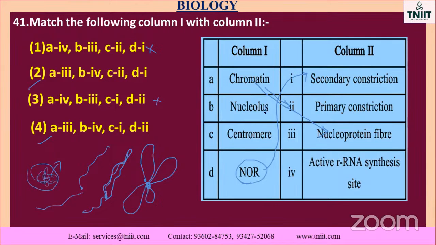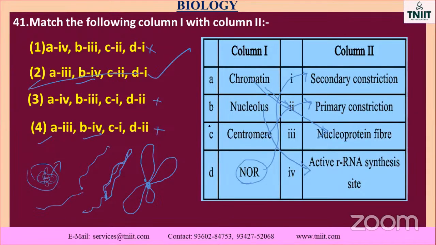See that the nucleolus is the active RNA synthesis site. Both are same only, so this is also correct. And then what about the C? Centromere is nothing but the primary construction, and NOR is the secondary construction. So this is the correct answer.